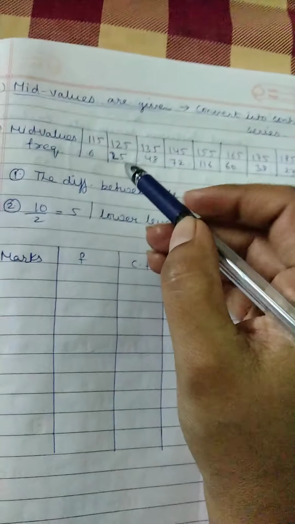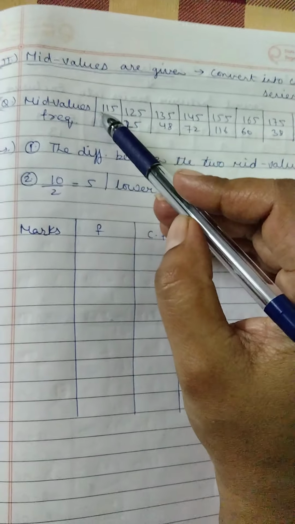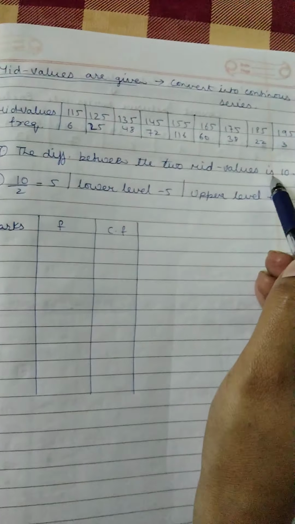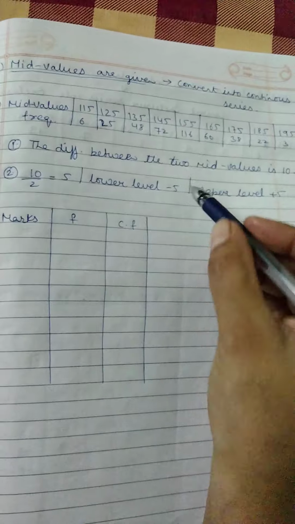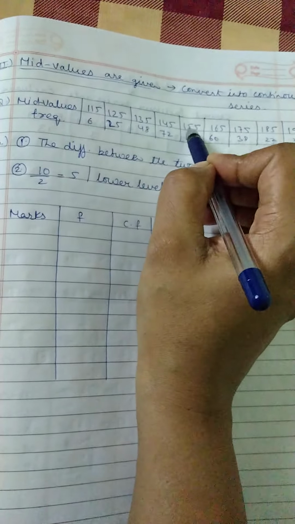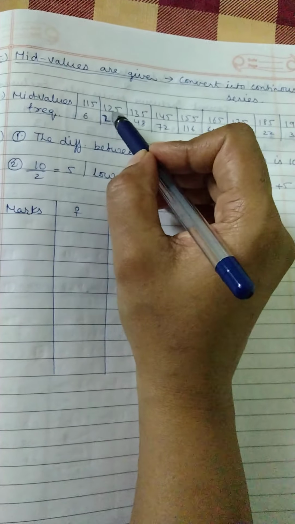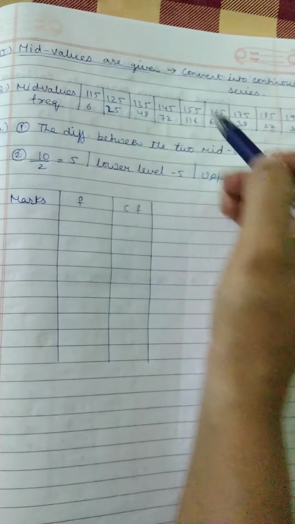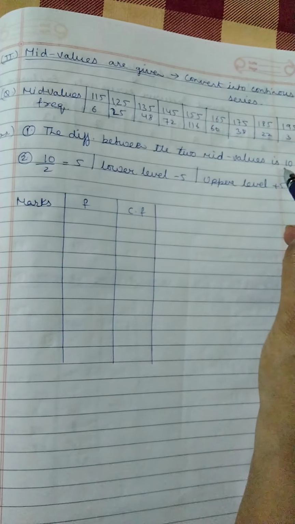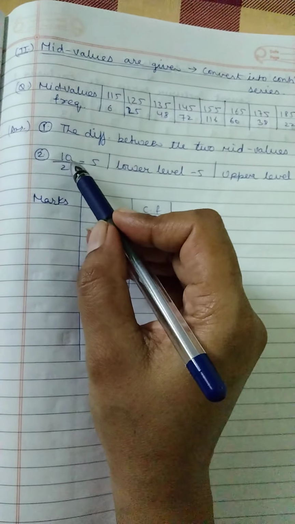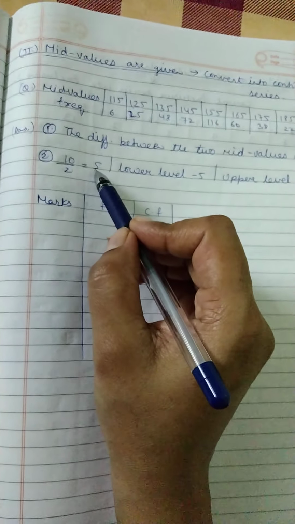Here how to calculate from mid value. Now it is important, we have done this also previously. First of all, the difference between the two mid values is 10. It is written over here. Which difference am I talking about? I am talking about these differences. The difference between the mid values is how much? 125 minus 115, it is 10. 135 minus 125, it is 10. So I have written 10. Now I have to divide this 10 by 2. I have to take out half of 10. So it is 5.